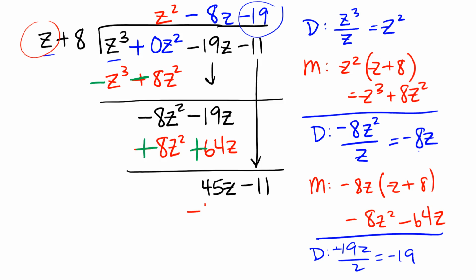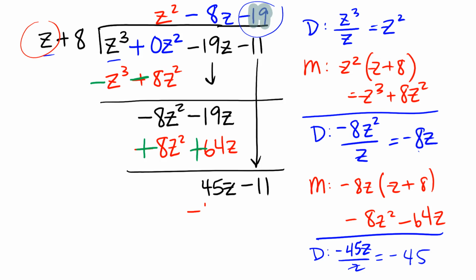Why did I do 19? Oh my God. I should just delete this, but it's too late. I've done too much. It's like 12 minutes of recording. I should have done 45z. My goodness. Should have been negative 45.